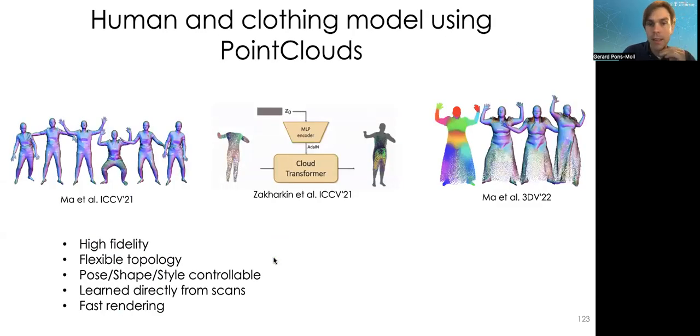There are a number of papers that are based on points, and in general, they are high fidelity and they have flexible topologies because the points can move to different locations. They are also learnable directly from scans, and they allow for fast rendering. And nowadays, with the rise of Gaussian splatting, which is essentially a point-based representation as well, I think this representation is becoming more and more popular in the community.